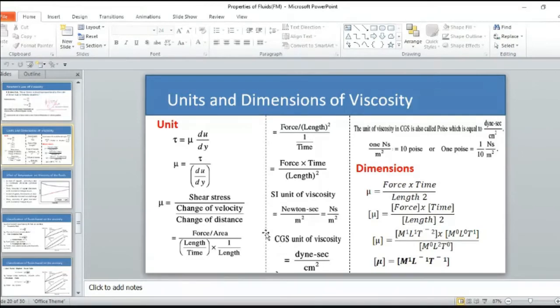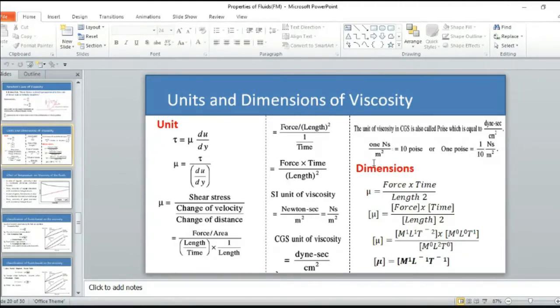After that we had defined the unit. The unit for viscosity is Newton second per meter square in case of SI system, and dyne second per centimeter square in case of CGS system. We had also seen one industrial unit for viscosity, called poise. Remember, one poise equals one dyne second per centimeter square, or one poise equals 1/10 Newton second per meter square, or 1 Newton second per meter square equals 10 poise. Remember this conversion for solving problems.